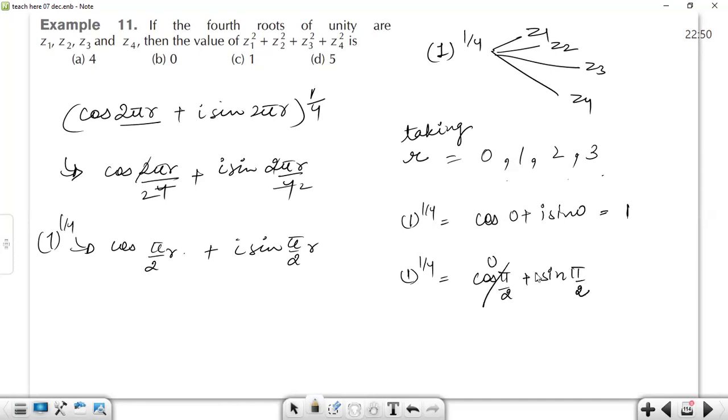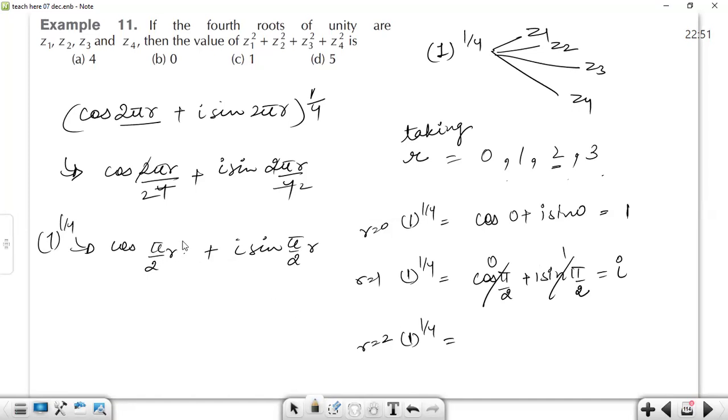This becomes 0 and this becomes 1. So the answer is iota. Now let's talk about another fourth root of unity. Now this time r is 2. Here r was 1, here r was 0. Now we are taking r as 2.